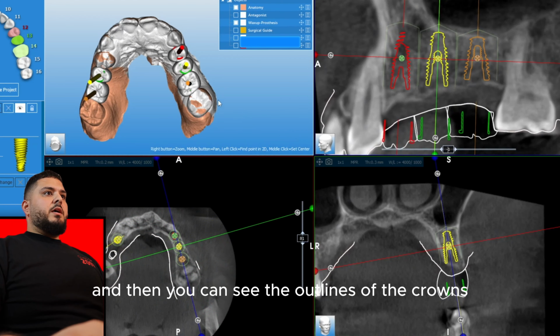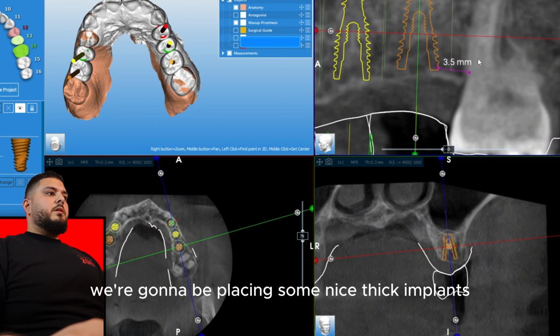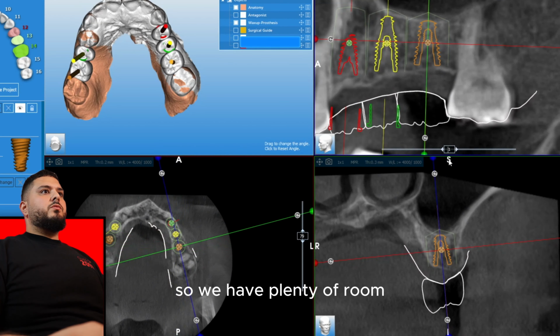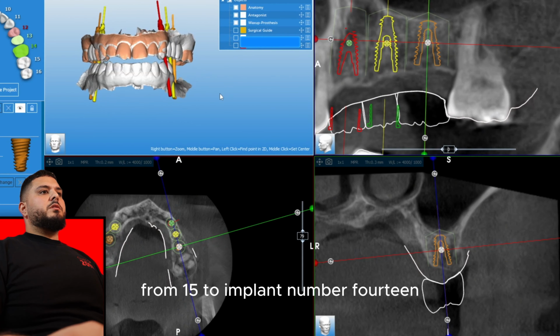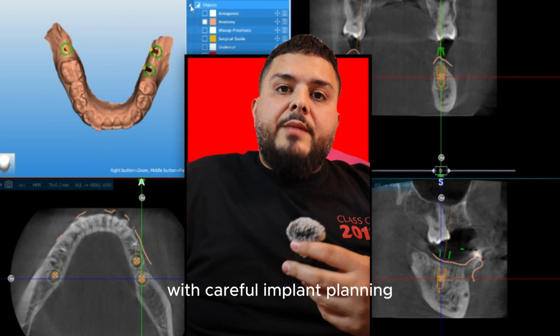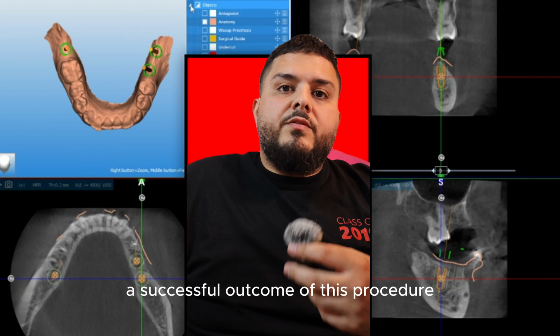And then you can see the outlines of the anticipated crowns that are coming. Nice bone here. We're going to be placing some nice thick implants. So we have plenty of room from 15 to implant number 14. With careful implant planning, I am confident in a successful outcome of this procedure.